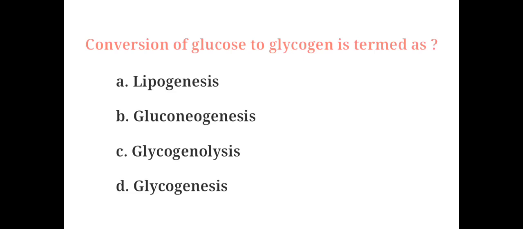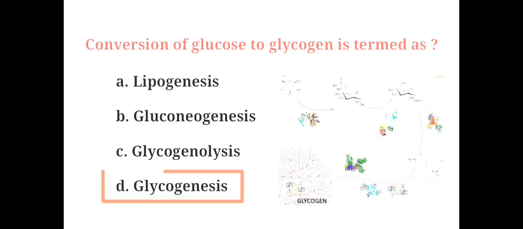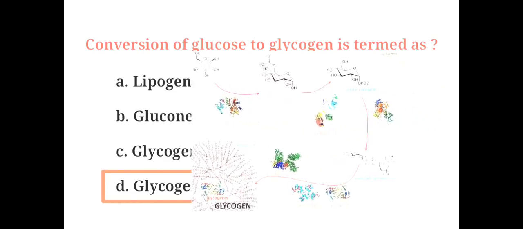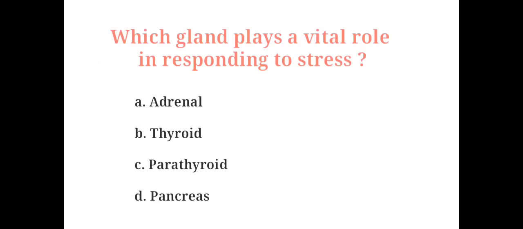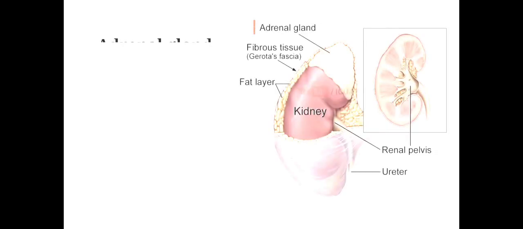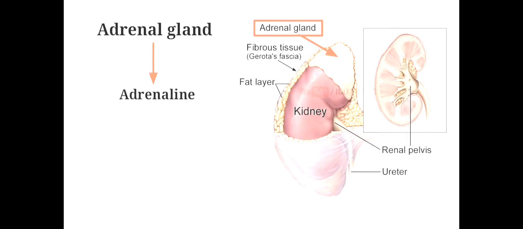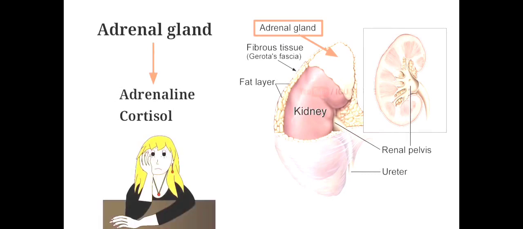Conversion of glucose to glycogen is termed as. The correct answer is D. Glycogenesis. Which gland plays a vital role in responding to stress? The correct answer is A. Adrenal gland. Adrenal gland produces adrenaline and cortisol, hormones that determine how your body responds to stress.